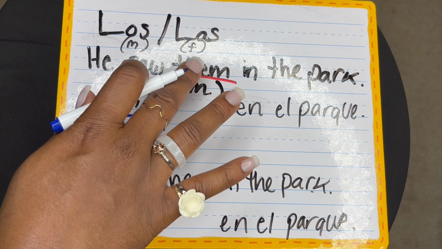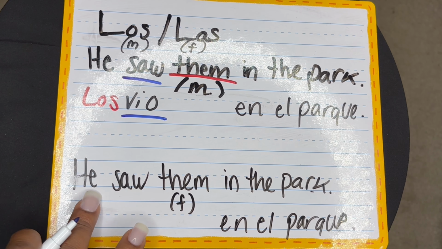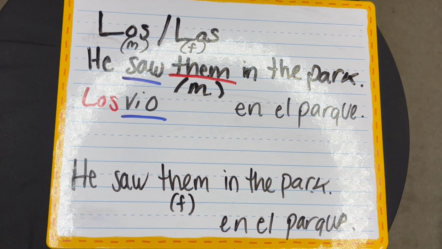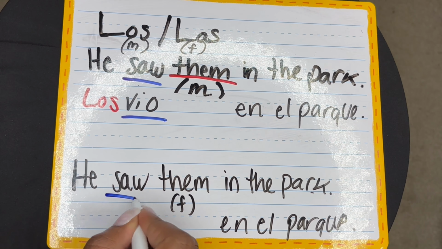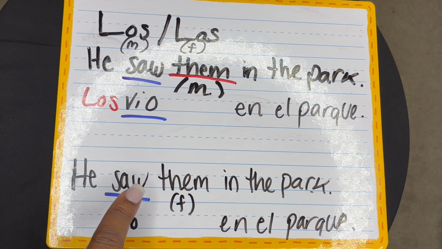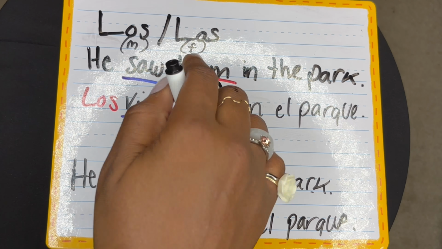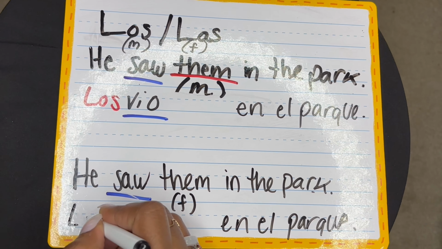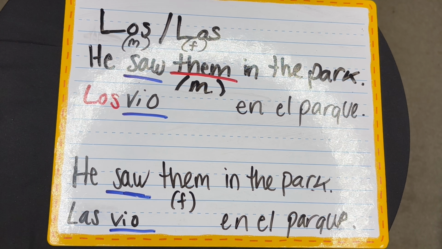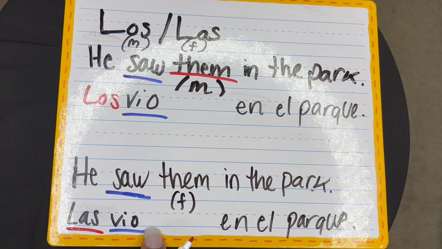Now let's look at the feminine version, las. He saw them, feminine group, right? A group of women, en el parque. He saw them in the park. Now the verb is going to be the same. He saw, same word that we've been using, vio. Them is going to go in front of the verb. But remember, we're talking about a group of women. So let's put las. Las vio en el parque.